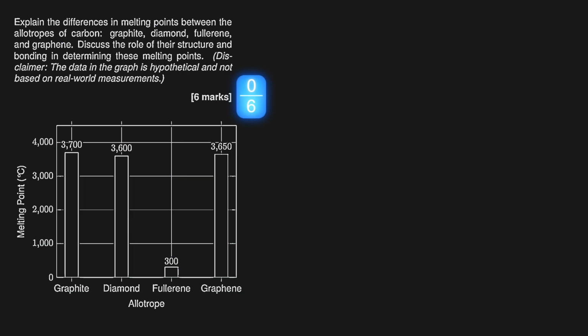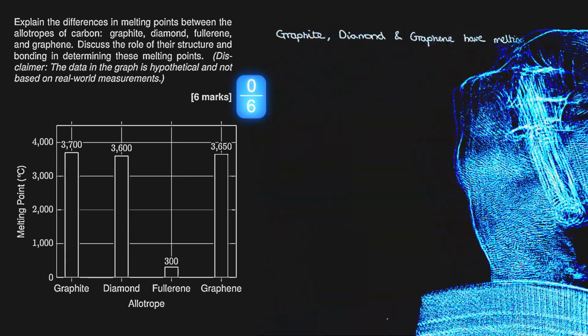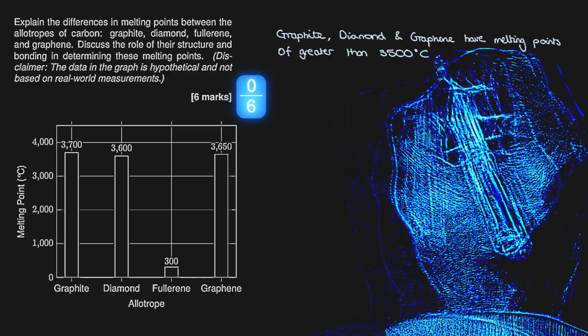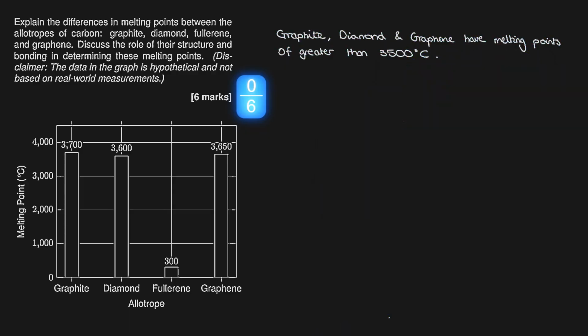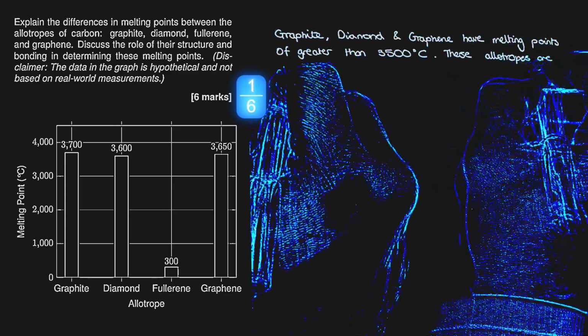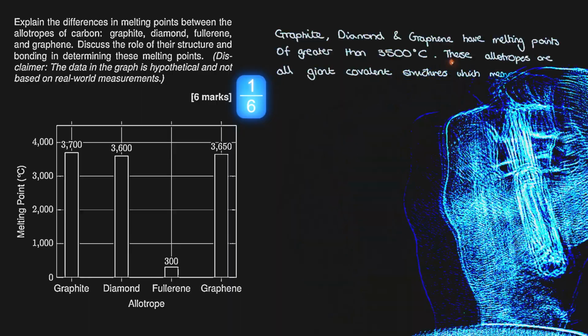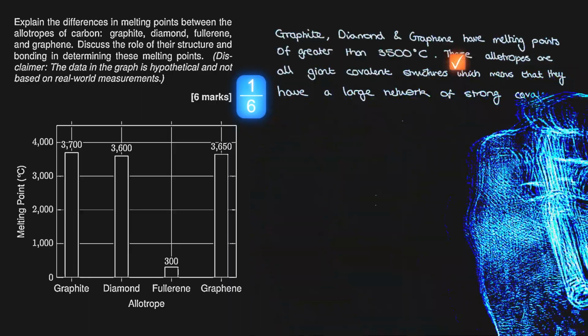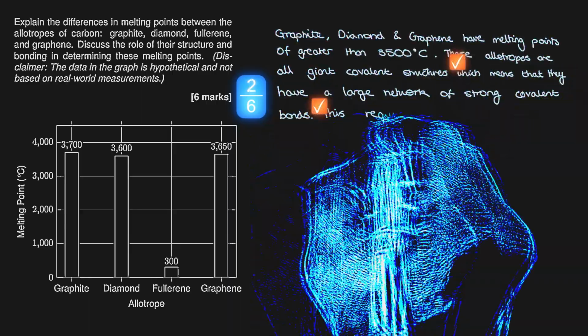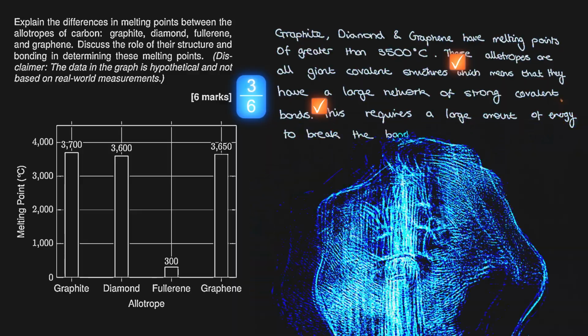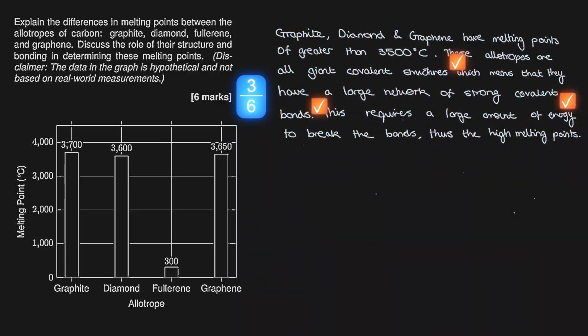We can see that graphite, diamond and graphene have melting points of greater than 3,500 degrees C, as indicated in the graph. These allotropes are all giant covalent structures, which means that they have a large network of strong covalent bonds. This requires a large amount of energy to break the bonds, so they have high melting points.